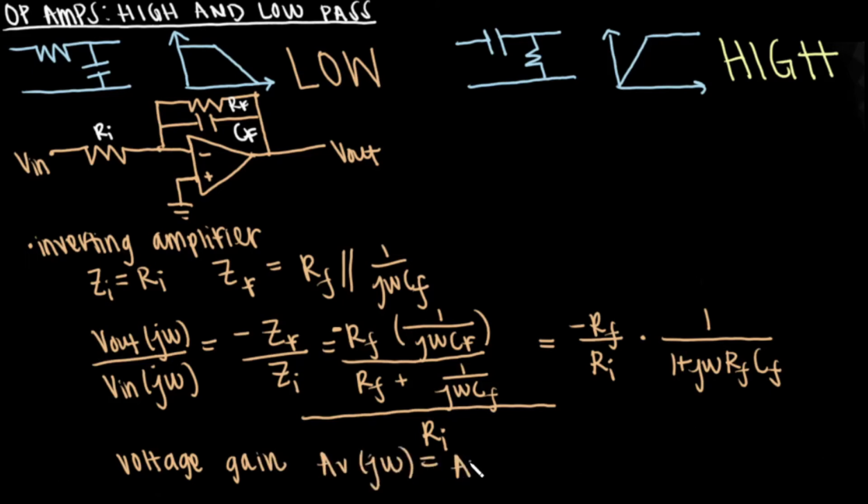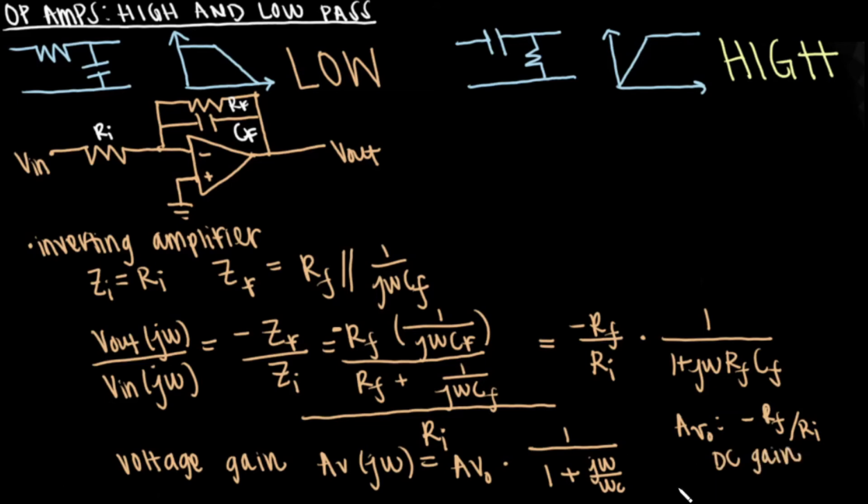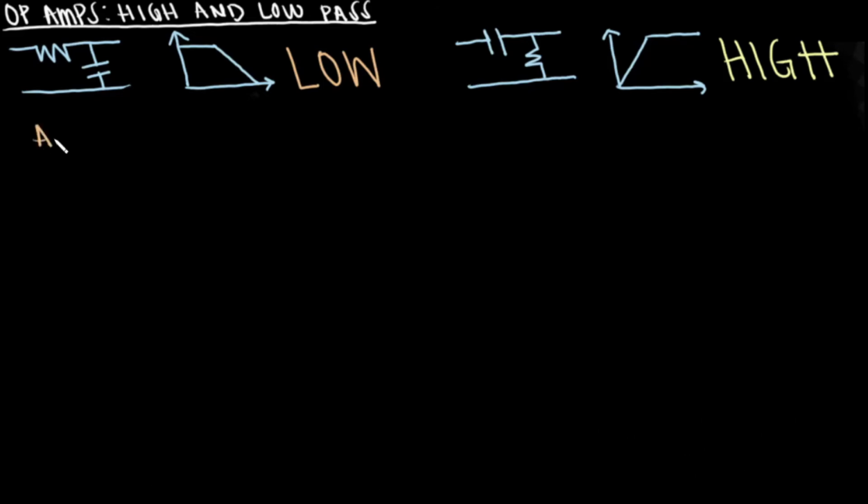The voltage gain AV as a function of frequency for a first-order system is equal to AV0 times 1 divided by 1 plus j omega divided by omega C. This is the standard equation. Here we know that AV0 is equal to negative Rf divided by Ri for the above circuit and is the DC gain. The value comes from the previously found Vout divided by Vin ratio. Omega C is the cutoff frequency, which is equal to 2 pi fc.